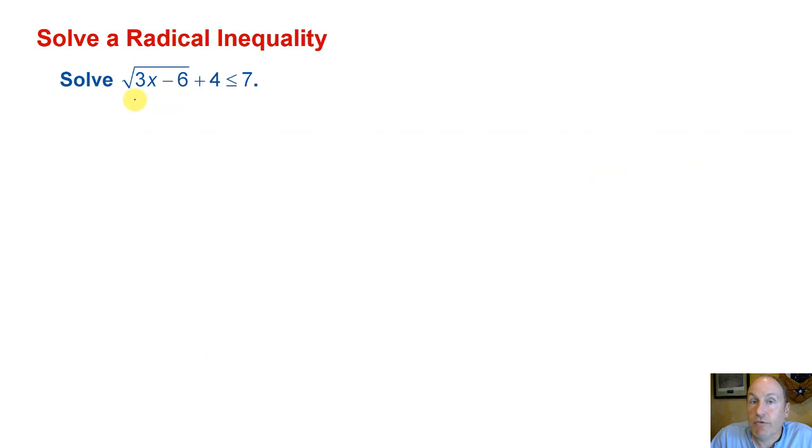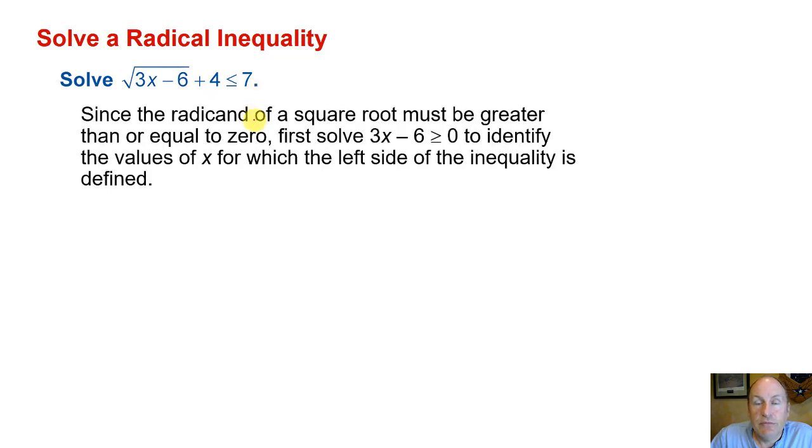So we're going to solve the square root of 3x minus 6 plus 4 less than or equal to 7. So the first thing we've got to do is, since it's a square root, it's an even root, then 3x minus 6 has to be greater than or equal to 0. We're going to set up this inequality to determine the values of x that can even be part of the domain of this. So 3x minus 6 greater than or equal to 0.